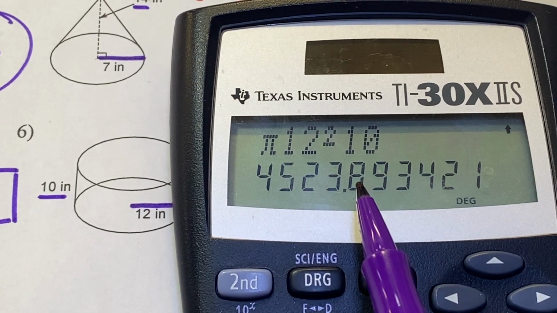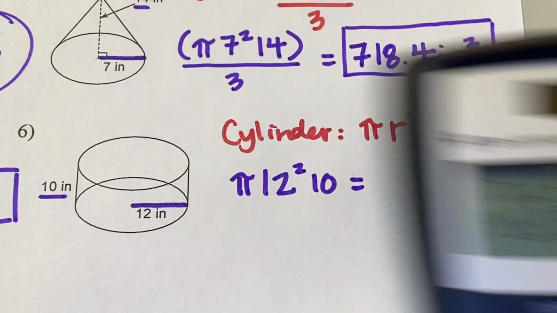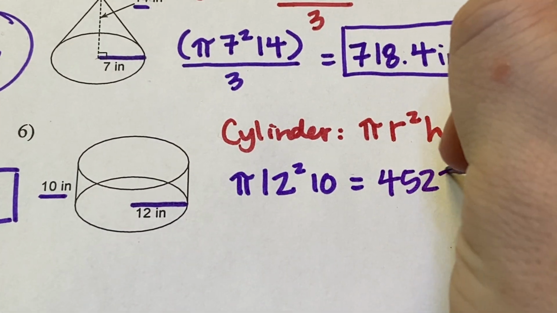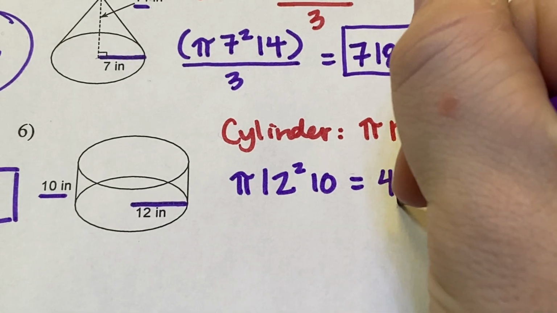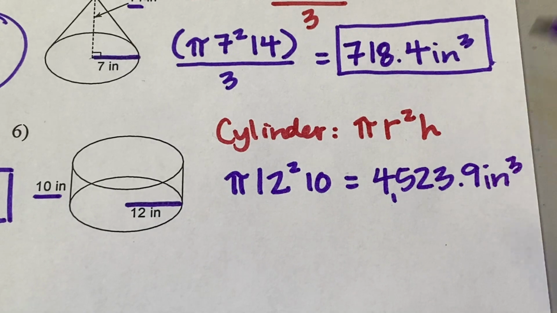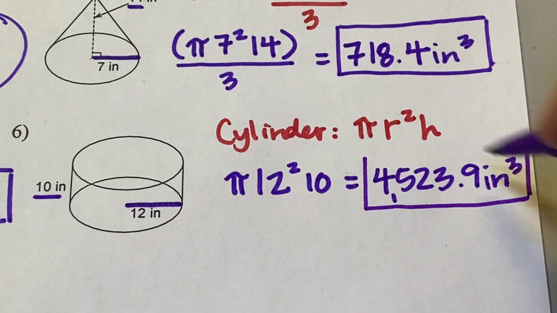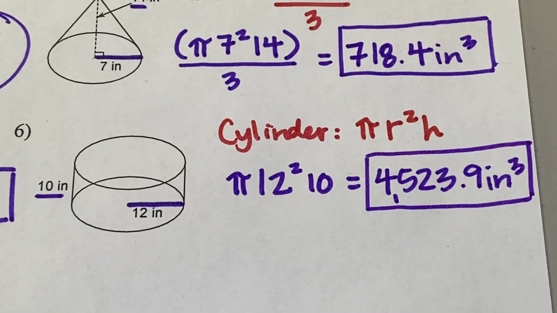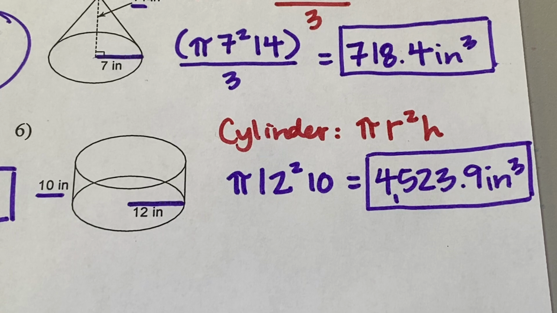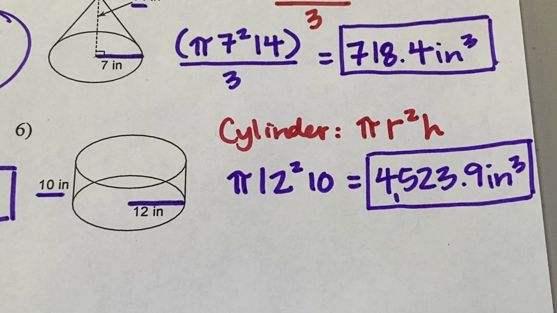So my volume, 4,523.9 cubed. Inches cubed. Nice. Beautiful. It's a big cylinder. Why would you use volume in a cylinder? Too bad, you guys. As long as you remember your volume formulas, all it is then is just identifying what measurements you need and plugging it in. Why do you need that big of a cylinder?